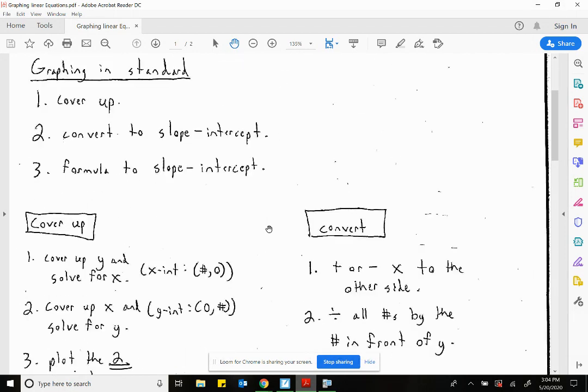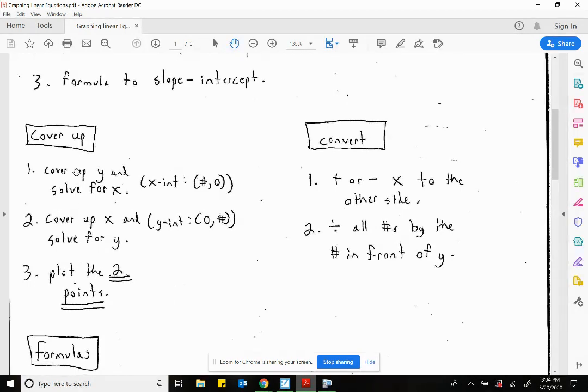The cover-up method is 3 steps right here. You're going to cover up the y and solve for x. The reason why we can cover up the y is because look at how an x-intercept is made. It's a number, comma 0. We can cover up the y because the y value is 0. That means it doesn't matter.